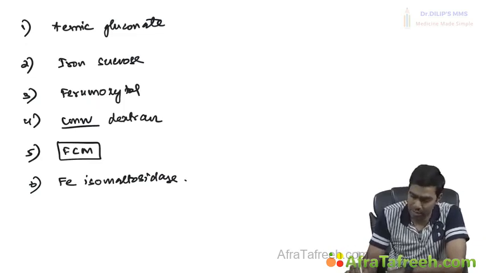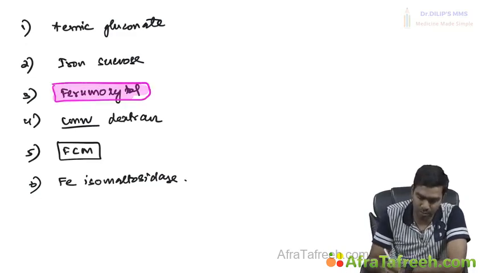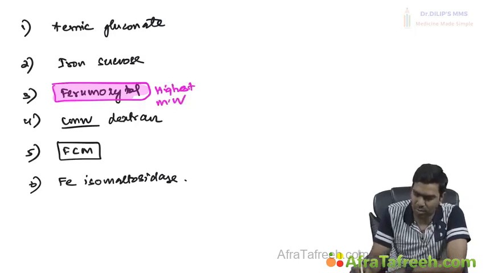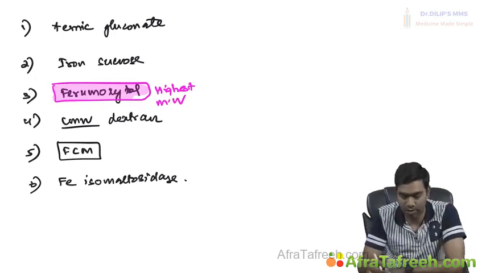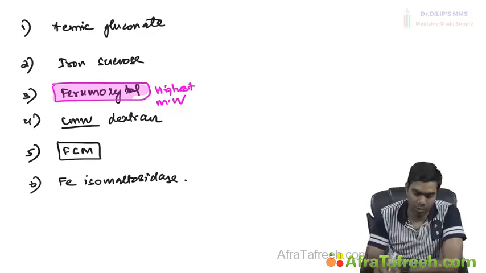Among all the compounds, the highest molecular weight is for ferrumoxytol. Ferrumoxytol is the one that is going to have the highest molecular weight among all the preparations. You're going to have the highest molecular weight with ferrumoxytol.